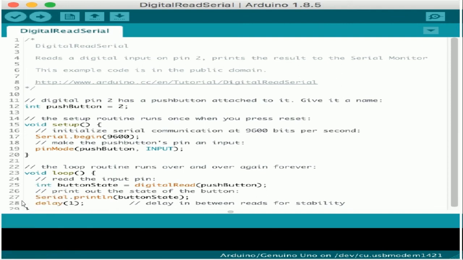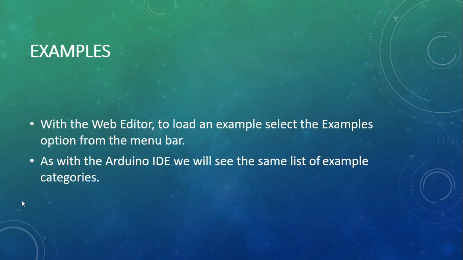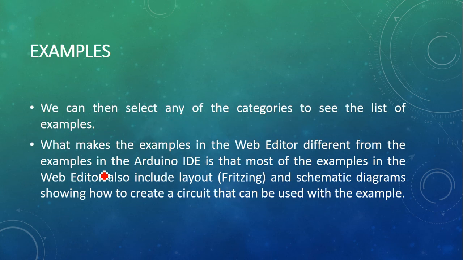Okay, we have next the web editor. So how is it different with the examples in the web editor? To load an example, select the examples option from the menu bar. As with the Arduino IDE, we will see the same list of example categories. Then we can select any of the categories to see the list of examples.